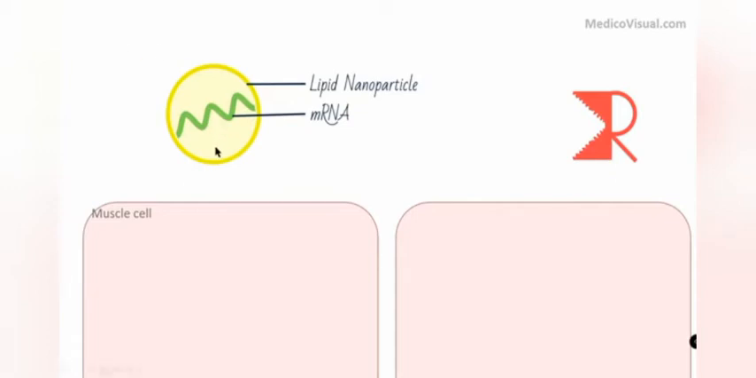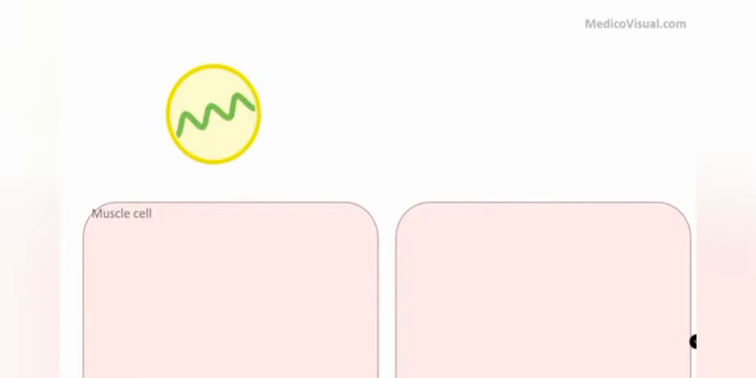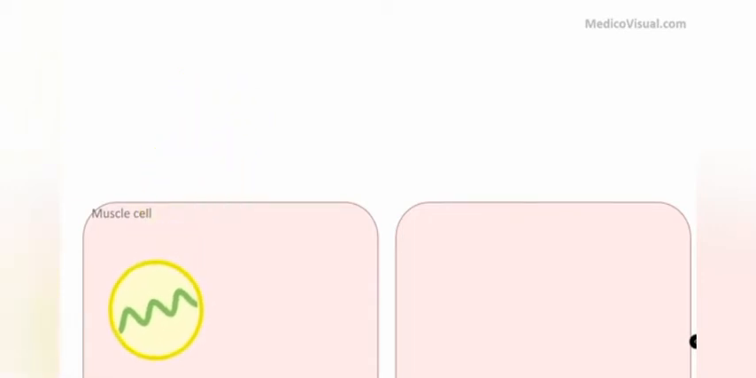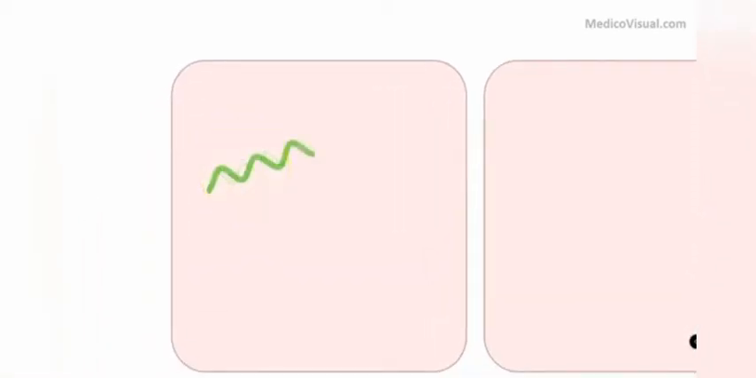So mRNA by itself cannot enter the cell. So this lipid nanoparticle will be used as a delivery vehicle to safely deliver this mRNA inside the cell. It will release the mRNA inside the cell and the nanoparticle will be digested here. So now we got the mRNA.